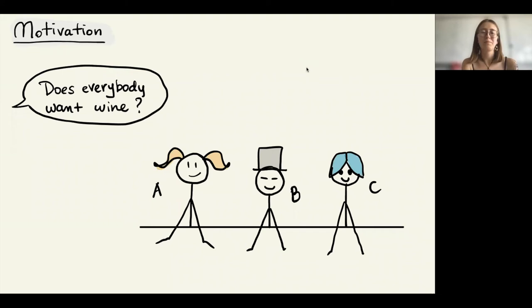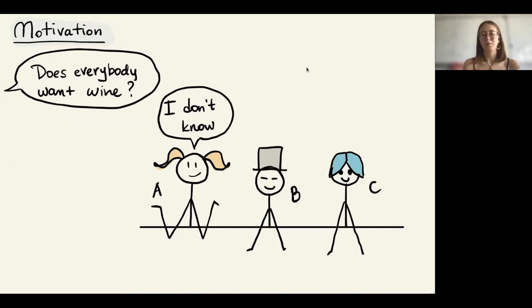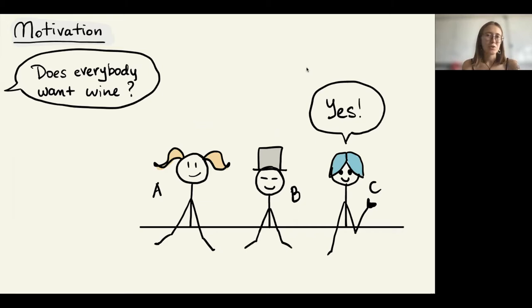Alice, Bob, and Charlie, who after a long day at work, decide to unwind and go to a bar to get a drink. And they're sitting down, and the bartender asks them, does everybody want wine? And the following scenario ensues. Alice answers, I don't know. Bob answers, I don't know. And Charlie answers, yes. So how did Charlie manage to consistently reason about Alice's and Bob's desires and knowledge?